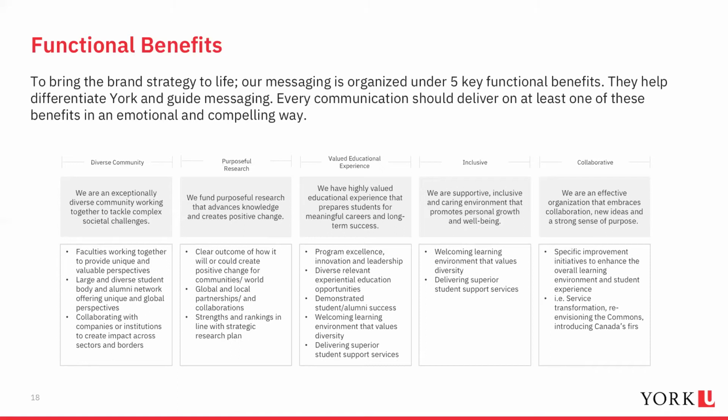These 5 functional benefits help differentiate York and guide messaging, and therefore, every communication should deliver on at least one of these benefits in an emotionally compelling way. You choose the functional benefits that are most relevant to your communication. For example, if you're talking about sustainable initiatives at York and want to position that around the theme of positive change, the relevant functional benefits that support that message might be purposeful research and collaboration.